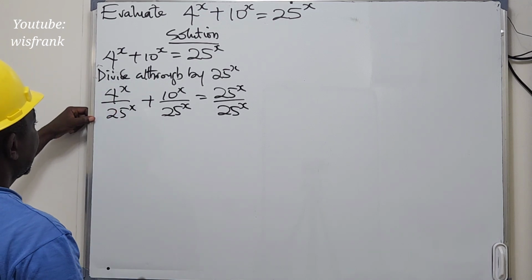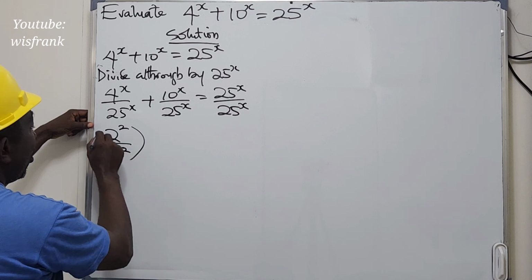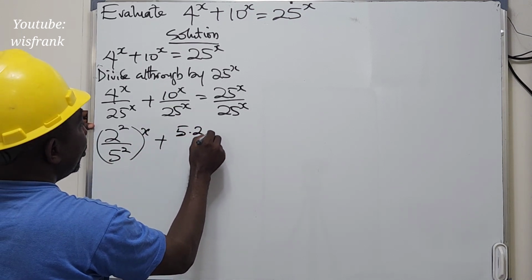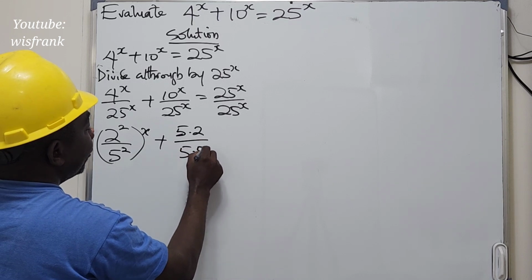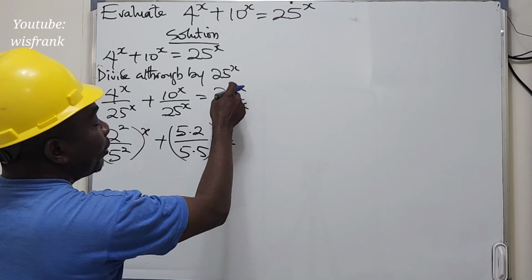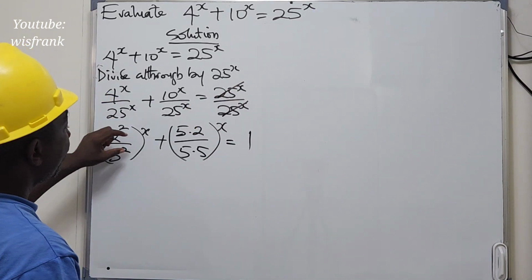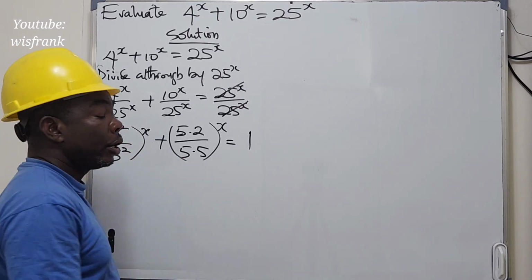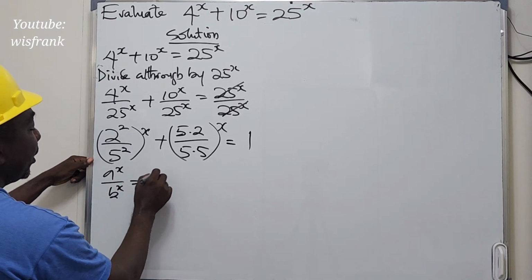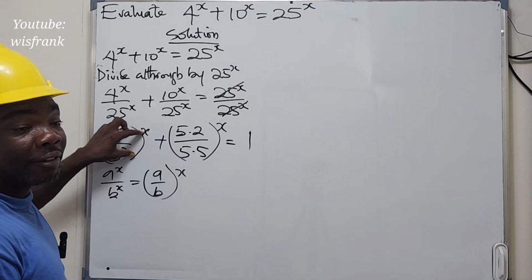So this is the same thing as having 2 to the power of 2 all over 5 to the power of 2 all to the power of x plus this is same thing as 5 times 2 all over 5 times 5 all to the power of x. So doing equals to, so we have 25 to the power of x here. They will cancel each other. So this will become 1. For us to have this, we know that when we have a to the power of x all over b to the power of x, the same thing as a all over b all to the power of x. That is why we arrive at this.